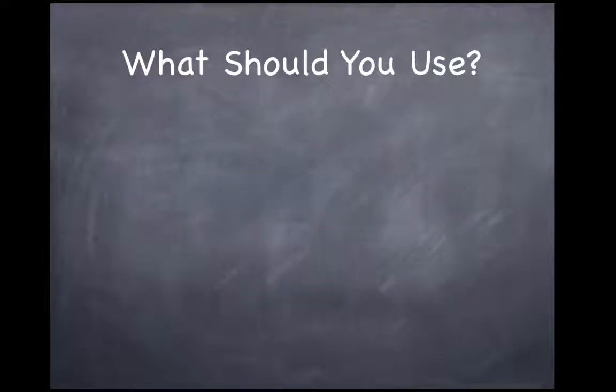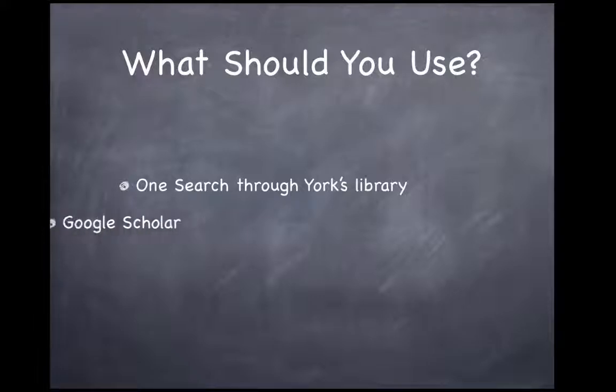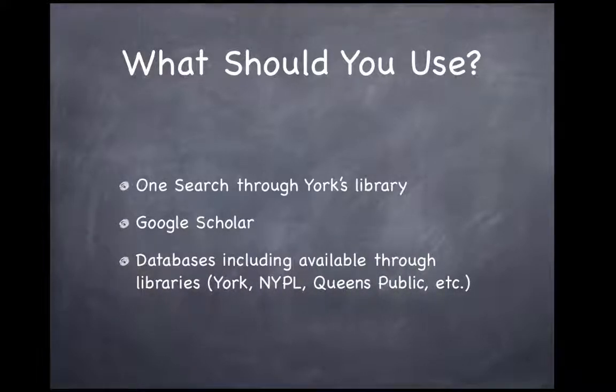So let's talk a little bit about what you should use. You can use OneSearch through York's library, and I'm going to show you that in a minute. You can use Google Scholar, which is a particular search engine within Google that limits the searches to more scholarly sources. And you can use the databases that are available, including through libraries like not just York, but the New York Public Library, Queens Public Library, etc.